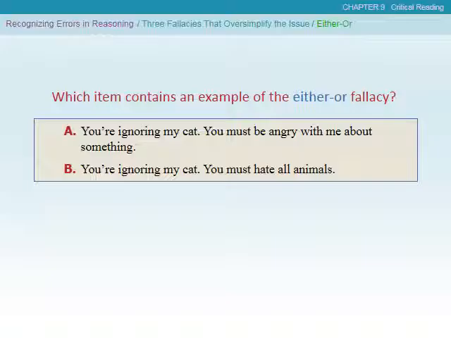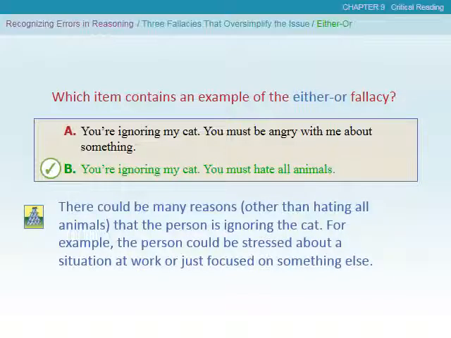You're ignoring my cat. You must be angry with me about something. Or: You're ignoring my cat. You must hate all animals. The second one is an either-or one, right? You're ignoring my cat. You must hate all animals. That doesn't make sense. Just because I'm not paying attention to your cat, there could be a lot of reasons. Maybe I'm stressed out about something. Maybe I just don't like your cat. But if you say that I hate all animals, that's an either-or, where there are only two possible choices in this situation.